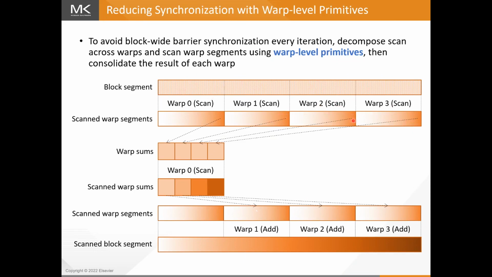To get those sums, we have every warp contribute the sum of all of its elements into an array. We can put that in shared memory. Then we can have one warp scan those warp sums. So now what we have is the scanned warp sums. Each one of these elements represents the sum of all the elements in the previous warps. And then we can have every warp go back, get that scanned sum, and add it to its own elements so that we get the final result. Is this clear?